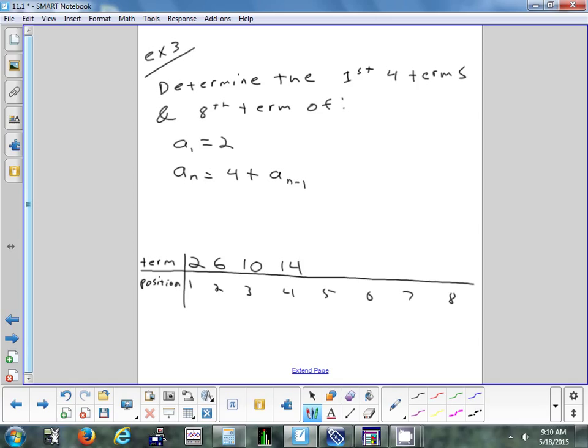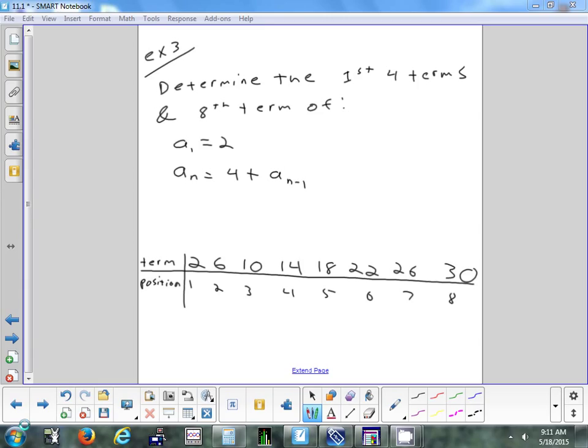Now, if this was an explicit formula, we could just jump right to the 8th term. Okay? But because it's recursive, we have to go through and find the 5th, 6th, and 7th just to get to the 8th. So Orlando, can you give me the 5th, 6th, and 7th term? 18, 22, 26, and then 30. Yeah, so then the actual one they wanted, the 8th term, was 30.